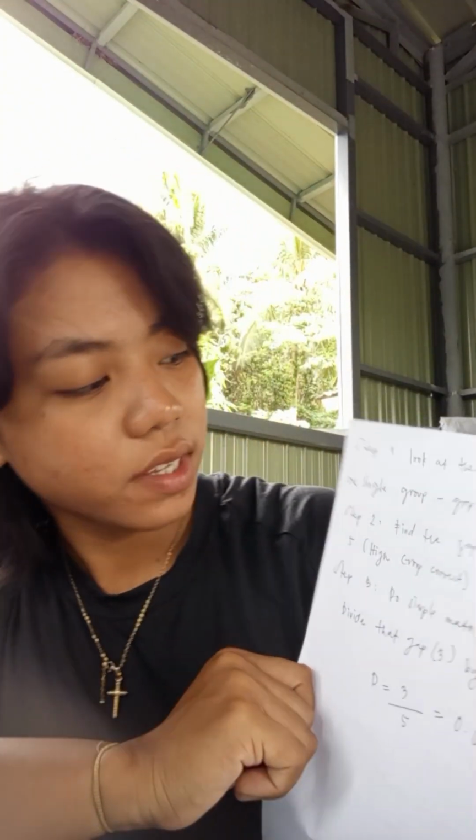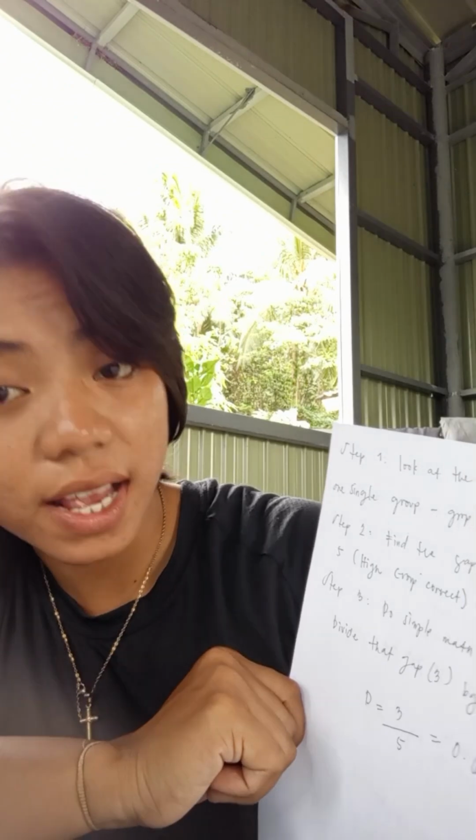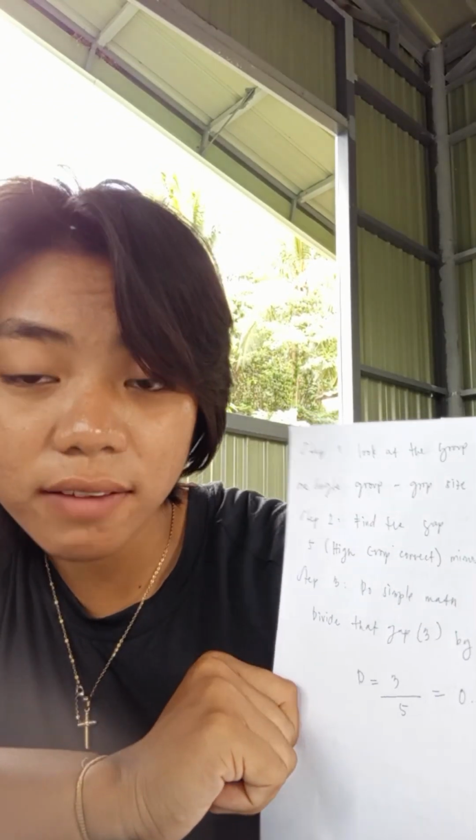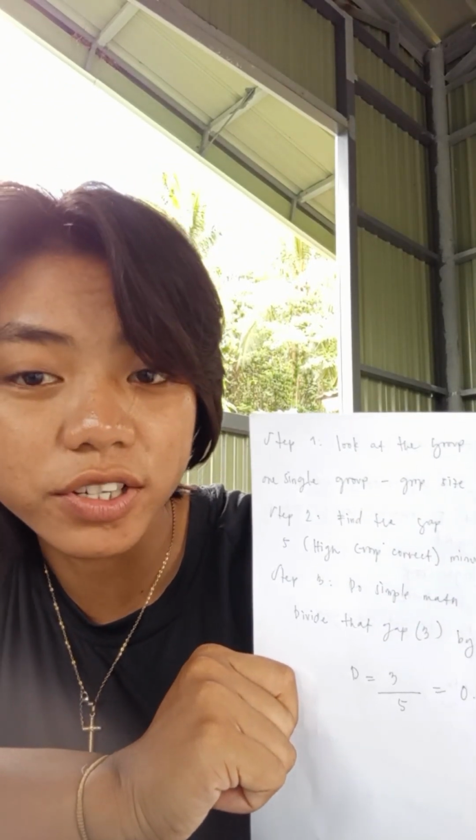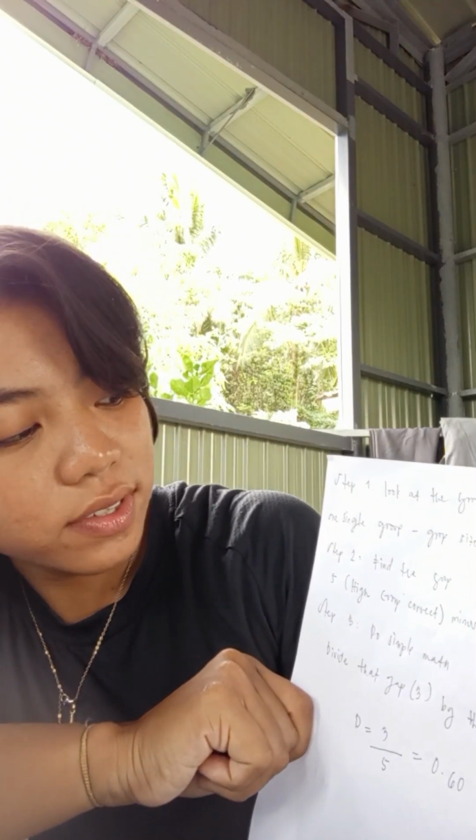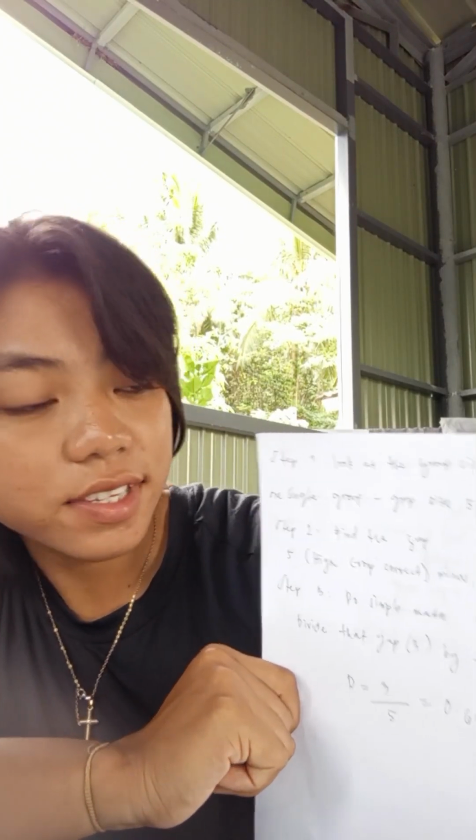So now let us look at the discrimination index. This measures an item's ability to distinguish between students who know the material well and those who do not. Step 1, look at the group size. We look at just one group, a single group. So the group size is 5.